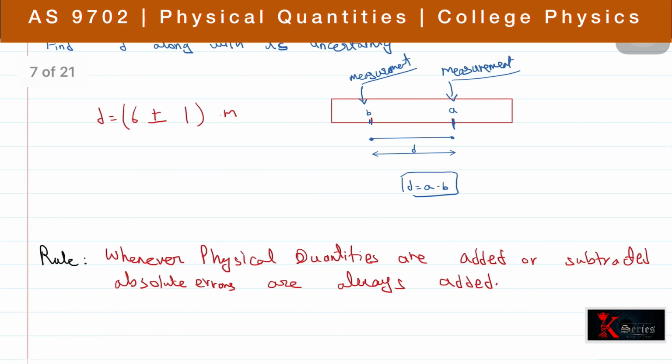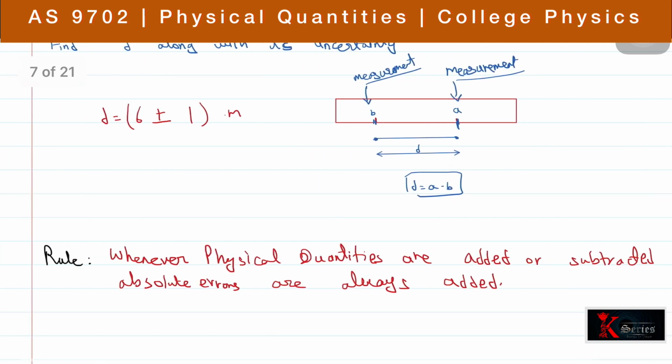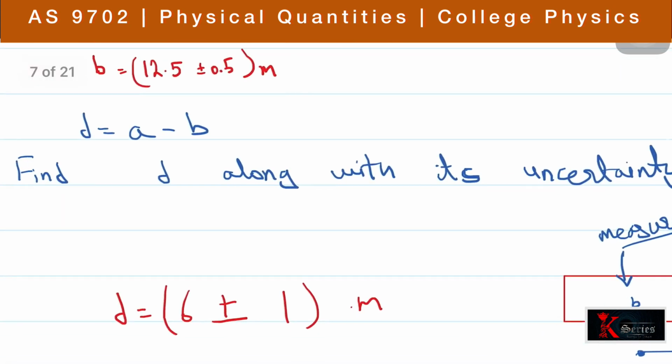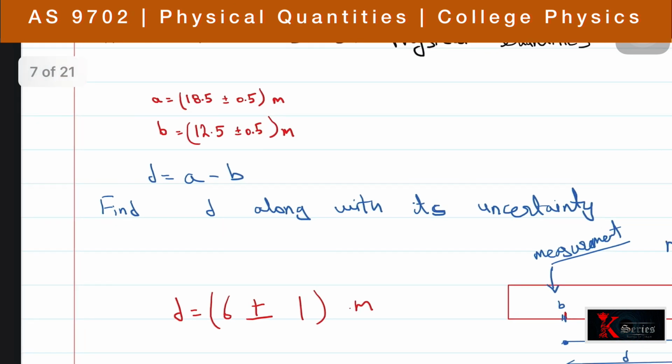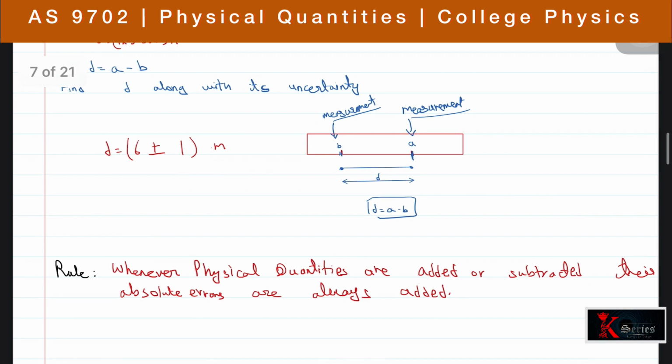When we were adding the physical quantities, we added the true values, but we added the uncertainty as well. But when we were subtracting the physical quantities, we subtracted the true values, but we still added the absolute uncertainty. So the rule is that whenever physical quantities are added or subtracted, their absolute errors are always added.